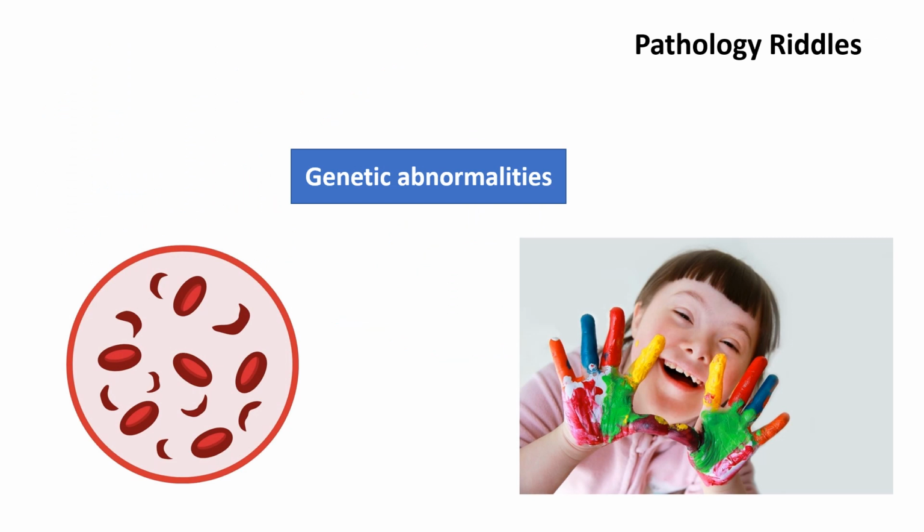Next cause is genetic abnormalities. This can range from congenital malformations seen in Down syndrome or substitution of amino acids seen in sickle cell anemia to cancer formation.